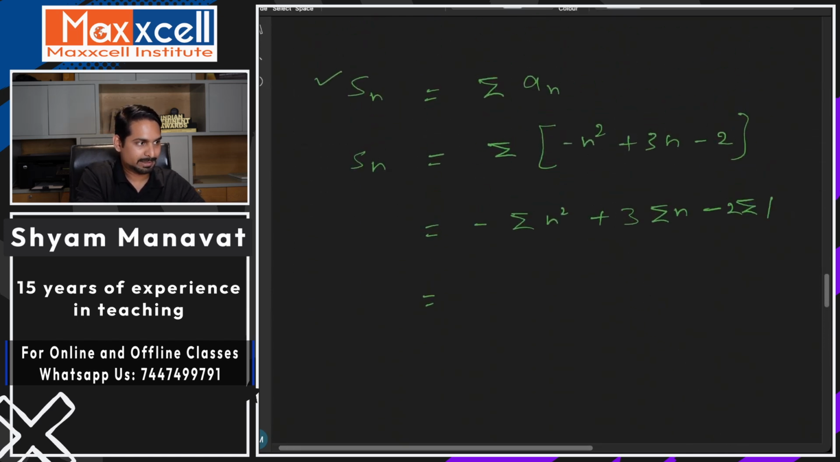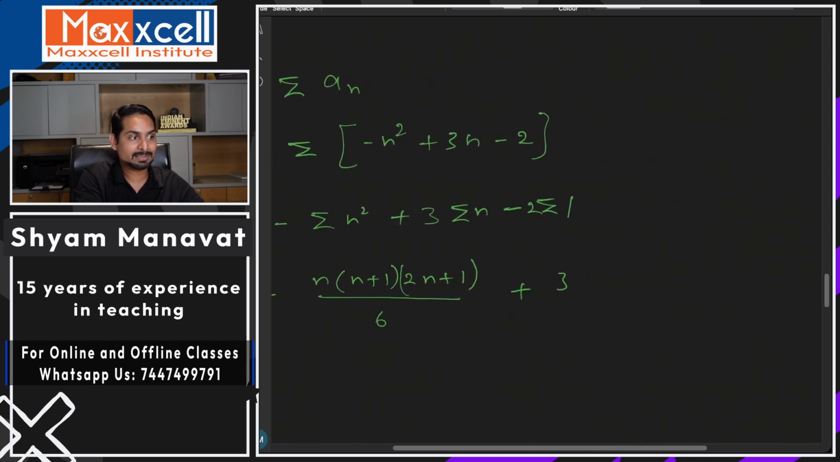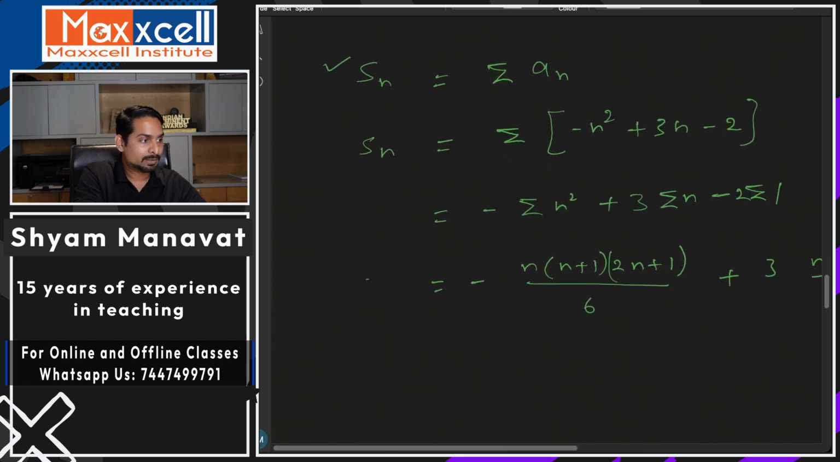Summation of n square, so minus, that will be n plus 1, 2n plus 1 by 6. Alright, plus 3 into summation of n is what? n plus 1. I am just substituting the formula. Alright, minus 2, sum of 1 is what? n. So here you got the sum of n terms for that particular series. Are you okay with this?